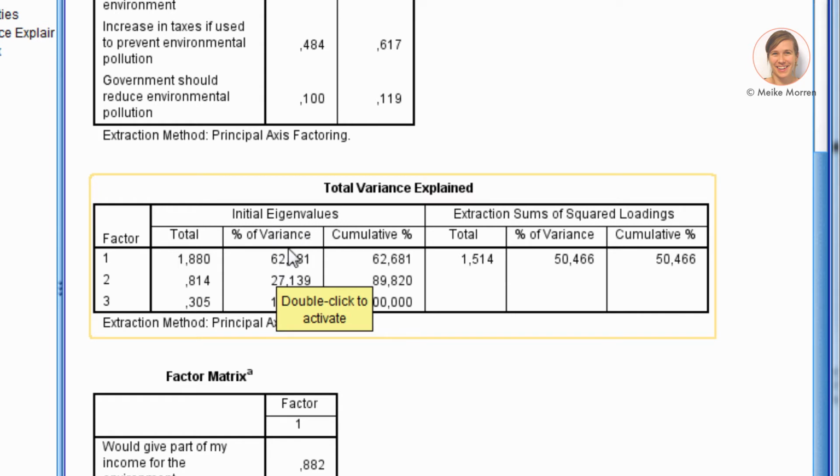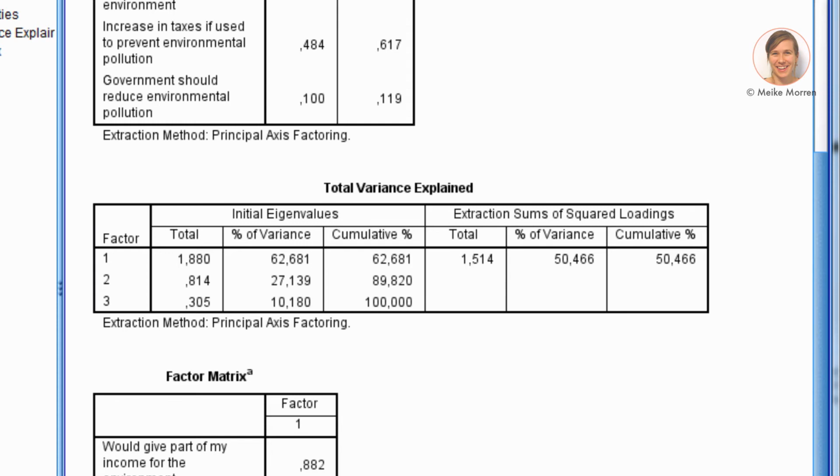Actually, the explained variance is related mathematically to the eigenvalues. So usually, if you have two factors which are higher than 1, you will probably also obtain an explained variance that is higher than 60% for the 2 factors together.